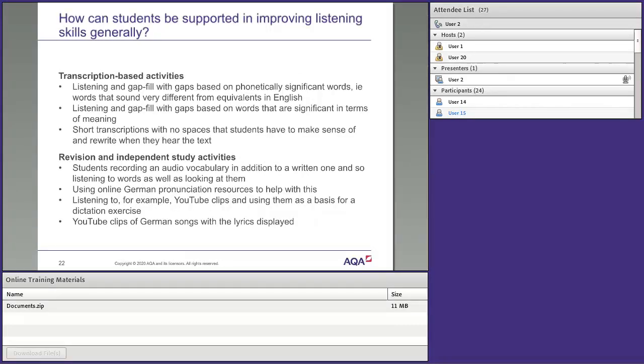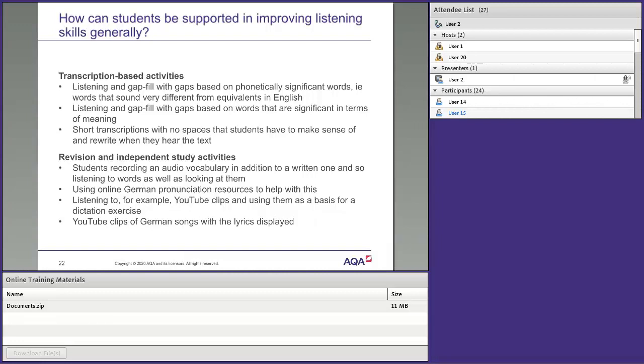So how can students be supported in improving listening skills generally? There are 2 types of activities you can do. There's transcription-based activities. So you can have a listening with a gap fill, with the gaps based on phonetically significant words, words that sound very different from their equivalents in English. You can have a gap fill with gaps based on the words that are significant in terms of the meaning for the text and the task that they've got to do.